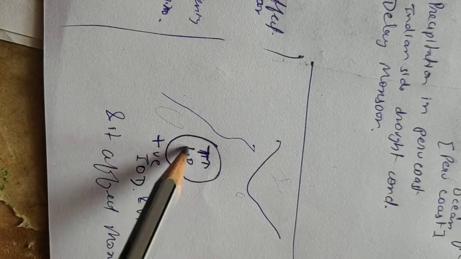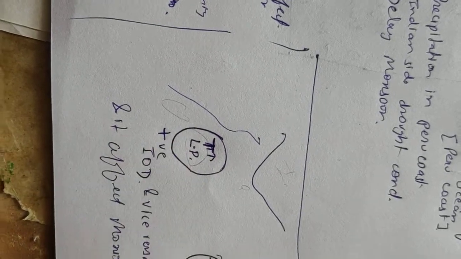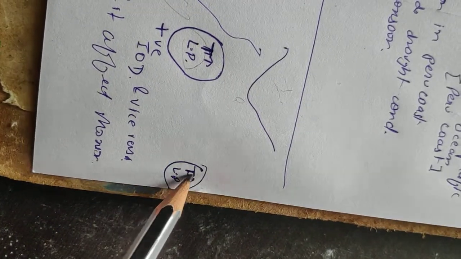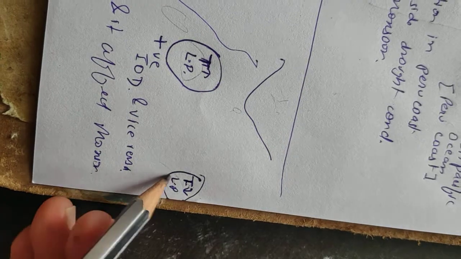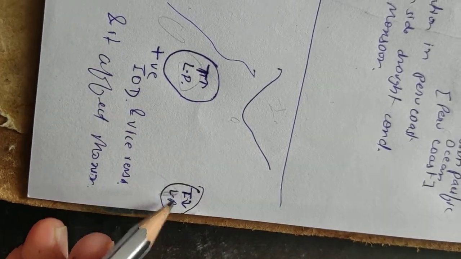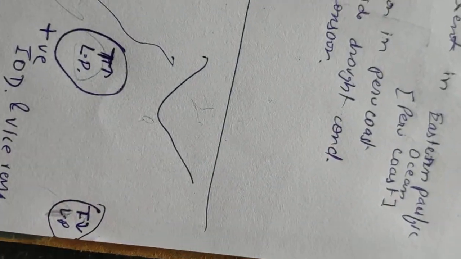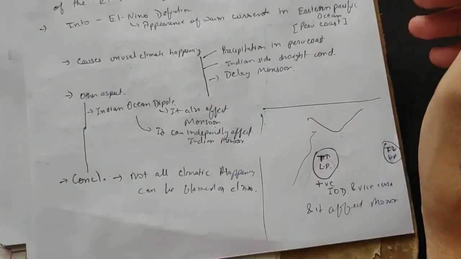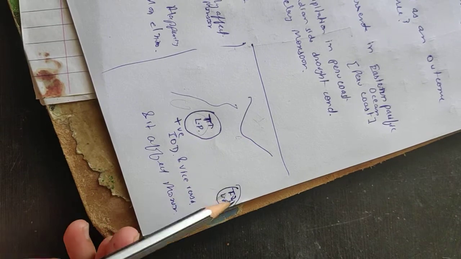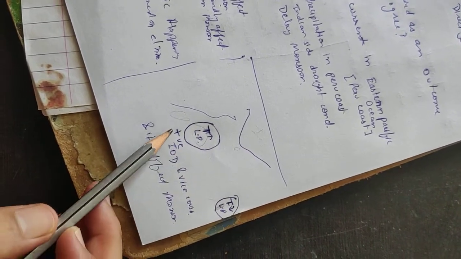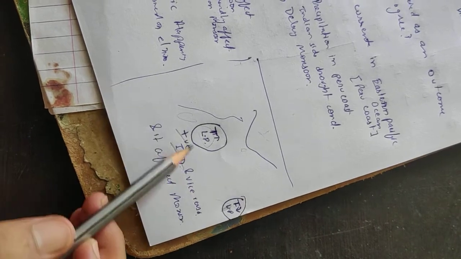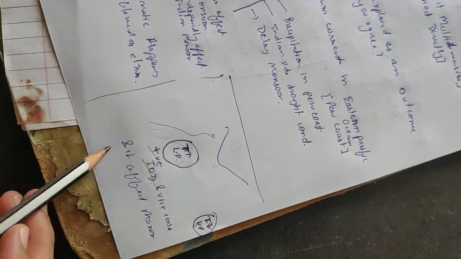Temperature will increase, so low pressure conditions will start arising here. Then here the temperature will decrease and a high pressure condition will be seen here. So yeah, we were talking about this thing. Temperature difference and pressure difference will be here, so it will lead to a positive IOD condition, and it can be vice versa, so it will also affect monsoon.